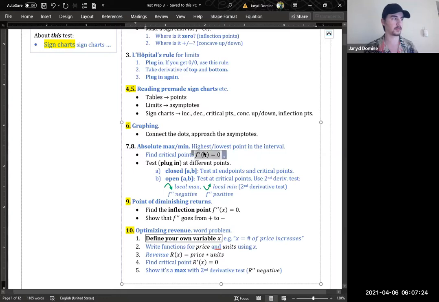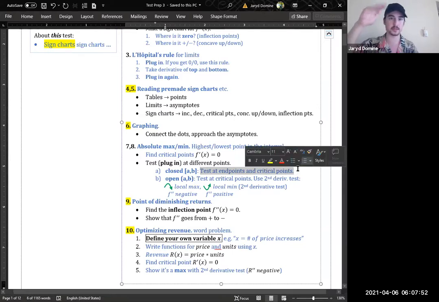So for both of these problems, first thing, we're going to find the critical points because we're going to need those. And then the whole idea is to test at different points. So to try and find the value at different points and then compare them. So what you do changes depending on if it's closed, that's number 7, or if it's open, that's problem 8. So if it's closed, you just plug in at the endpoints and the critical point.